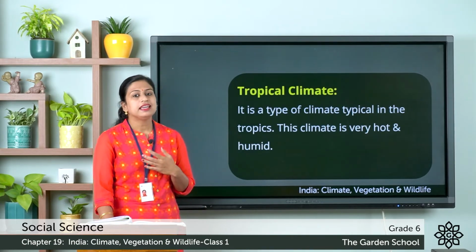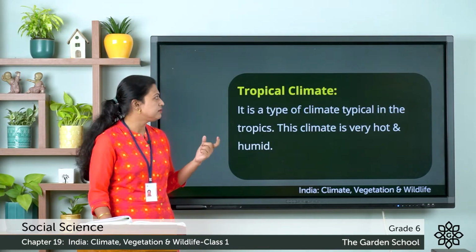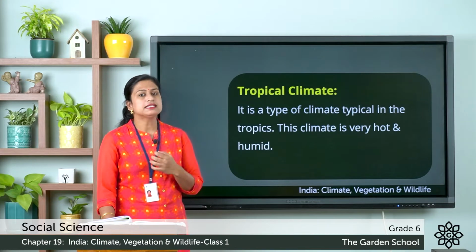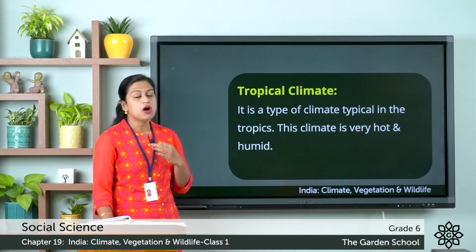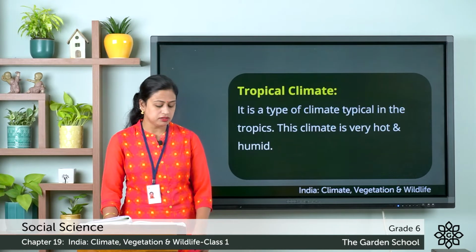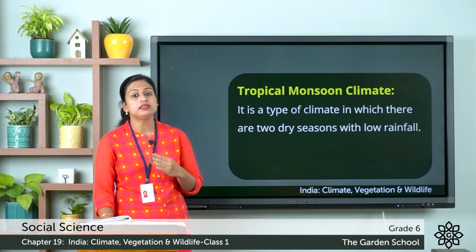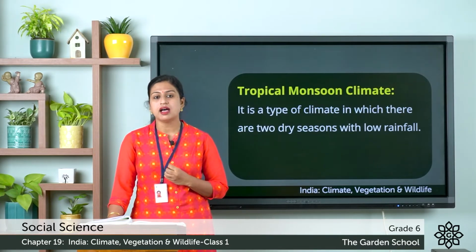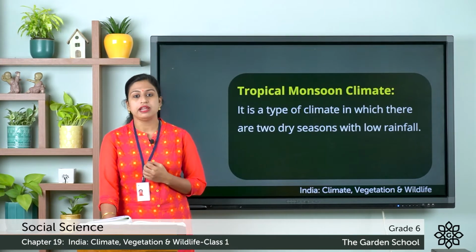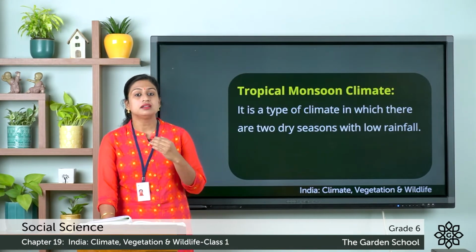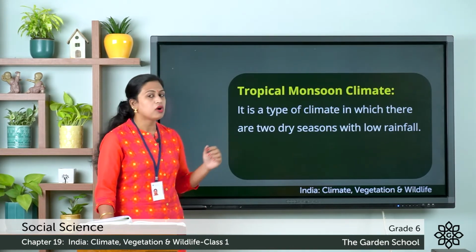And you also know that India has tropical monsoon climate. So what does this mean? First, let's understand the meaning of tropical climate. It is a type of climate typically in the tropics, and this climate is very hot and humid. And what about the tropical monsoon climate? Here it means that the climate has two dry seasons with low rainfall, and the two dry seasons are the summer and the winter season. So during these two seasons we receive very low rainfall, and our country also has a distinct rainy season with very high rainfall. So this was about India's tropical monsoon climate.